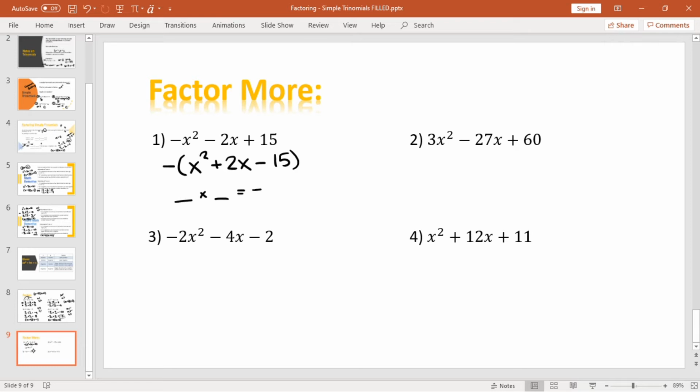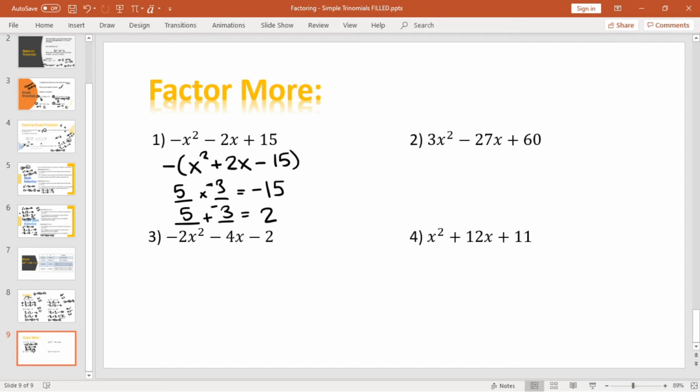So I need to multiply to negative 15, the AC line, and I need to be 2 apart because C was negative. 15, your choices are 15 and 1 or 5 and 3. 5 and 3 happen to be 2 apart. There you go. One of them has to be negative to make this work, and it's got to be the 3.